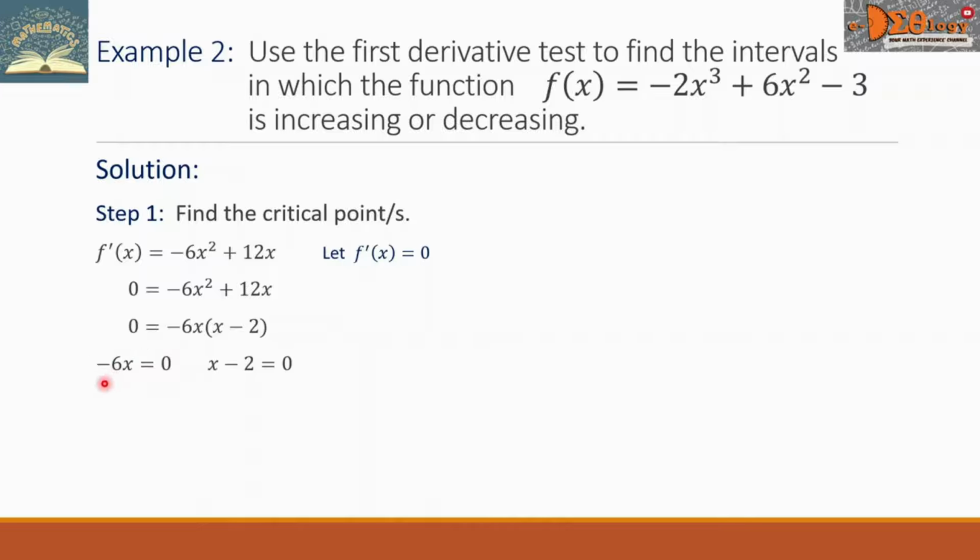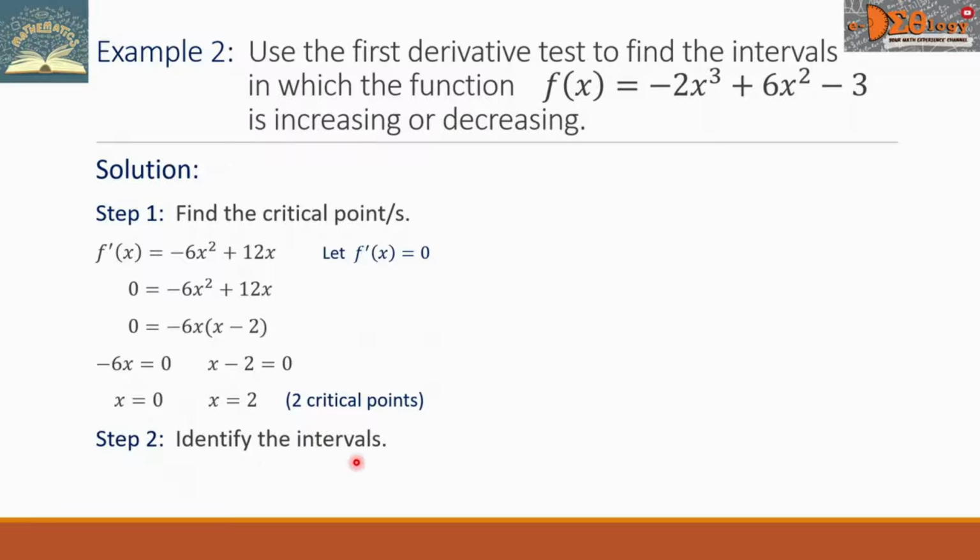On the first factor equation, let us divide this equation by negative 6. So x equals 0. On the second factor equation, the negative 2 we transpose to the right. So x equals 2. On this problem, we have two critical points, 0 and 2. Then we go to step 2.